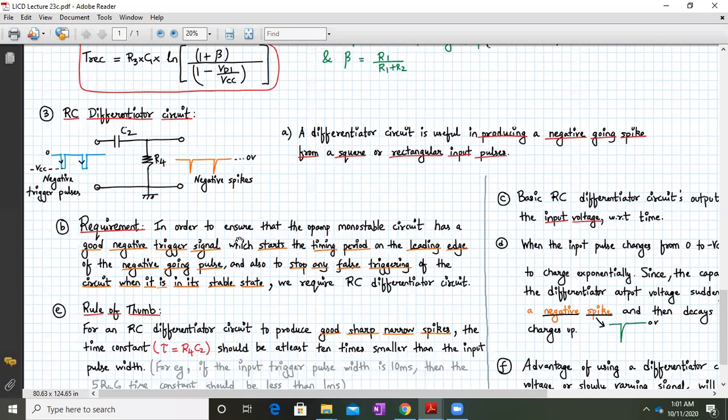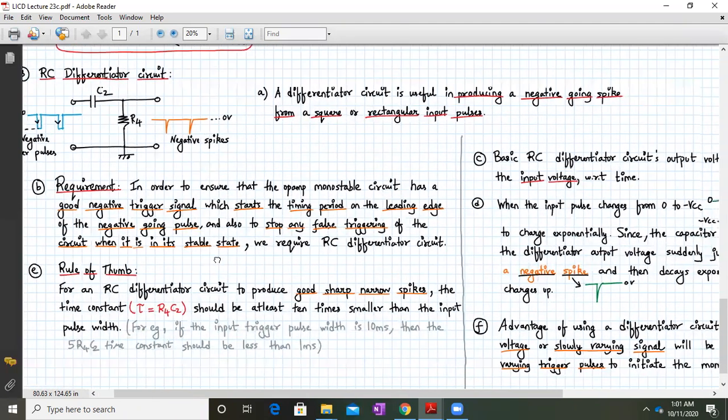So what is the requirement? In order to ensure that the op-amp monostable circuit has a good negative trigger signal, which starts the timing period on the leading edge of the negative going pulse, and also to stop any false triggering of the circuit when it is in the stable state, we require an RC triggering circuit. So that's what the requirement is.